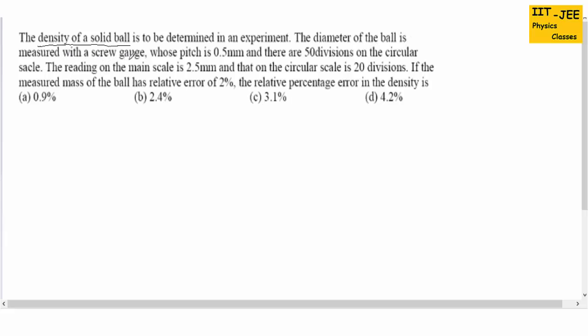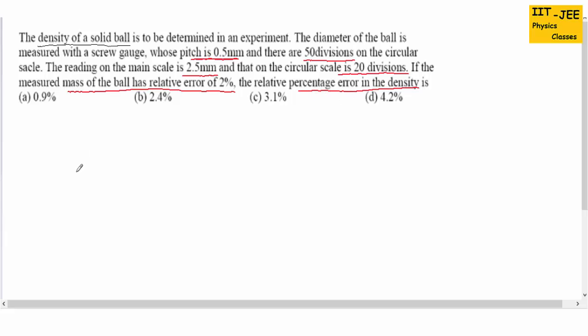So in this problem, screw gauge is used to measure the diameter of the ball, and readings of screw gauge are given here, like pitch is given, and the total number of divisions on the circular scale is given, reading on the main scale is given, and also reading on the circular scale is given. So using these readings we can find the diameter of the ball, and then it is given the percentage error in the mass. So the problem asks for percentage error in the density.